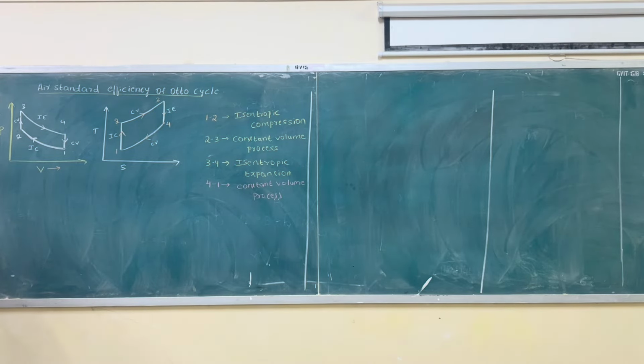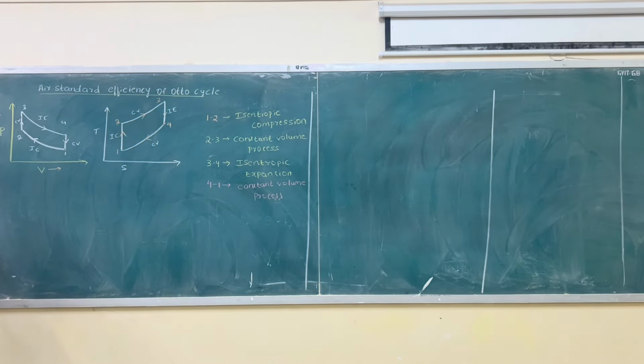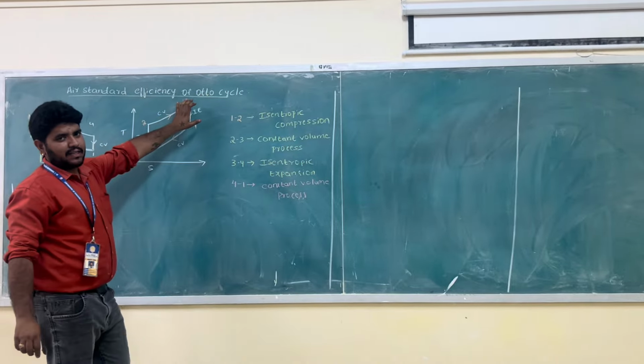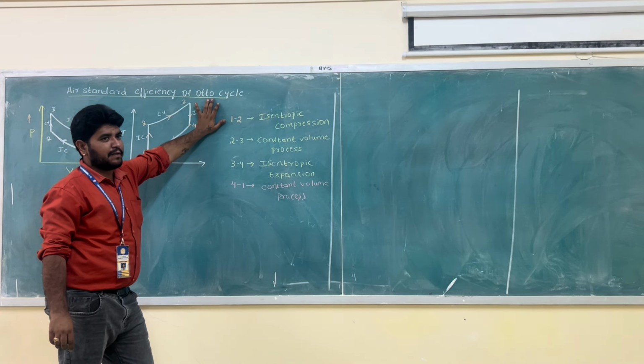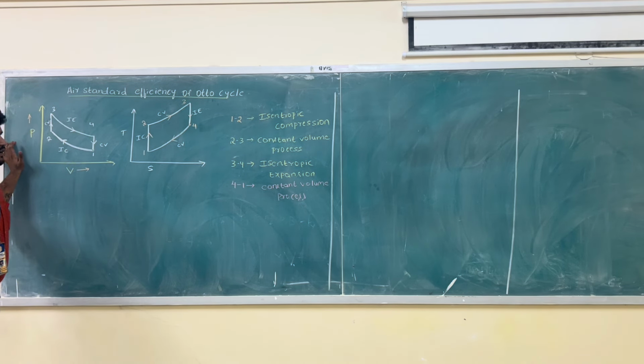Today we will start with the basic standard efficiency of the Otto cycle. As we know, the Otto cycle mainly works on the principle of petrol engines. The Otto cycle is mainly used in petrol engines. Before going to the derivation of the air standard efficiency of the Otto cycle, first let us know what the PV and TS diagrams are.